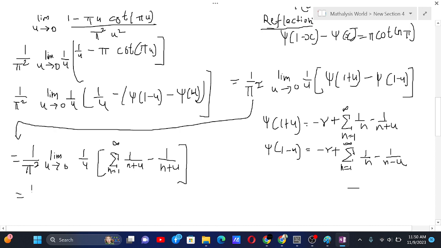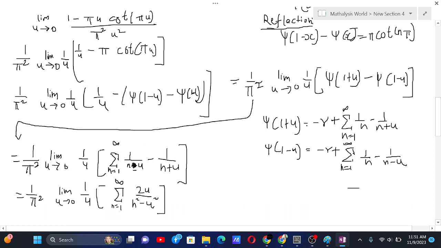Now we will have 1 by pi square, limit u tends to 0, 1 by u. If we sum this, we get summation from n equals 1 to infinity, n square minus u square, and then n plus u. Oh, sorry. This one over here, I think it's n minus u, not n plus u. It's n minus u. And then we get n plus u minus n plus u again. So that's 2u.